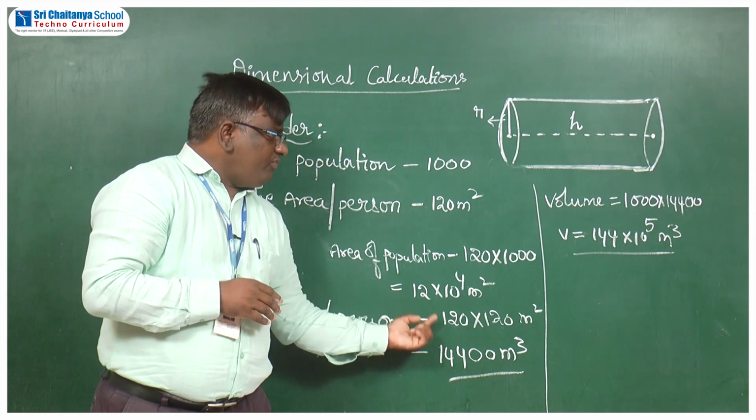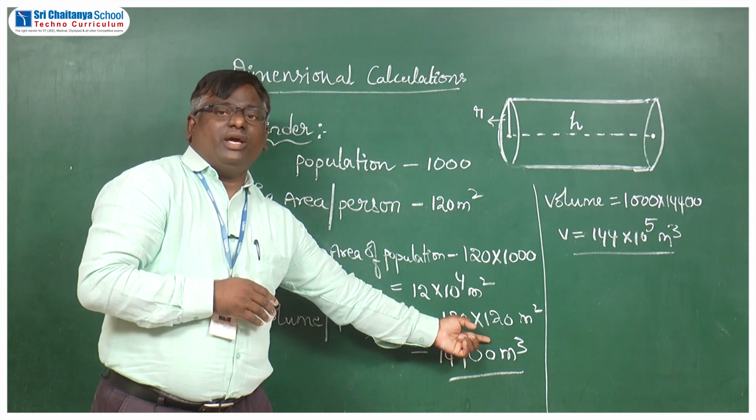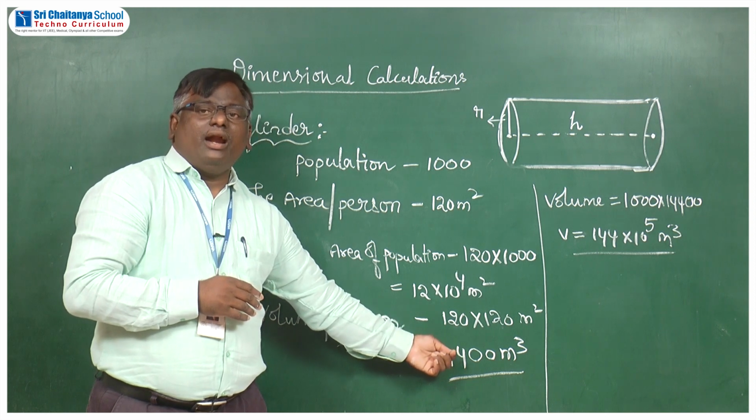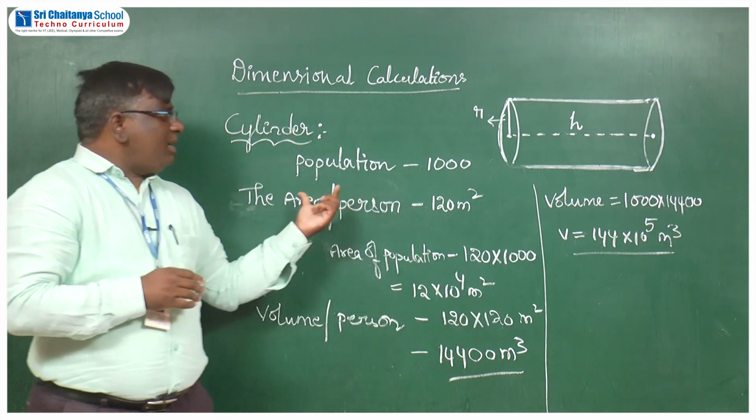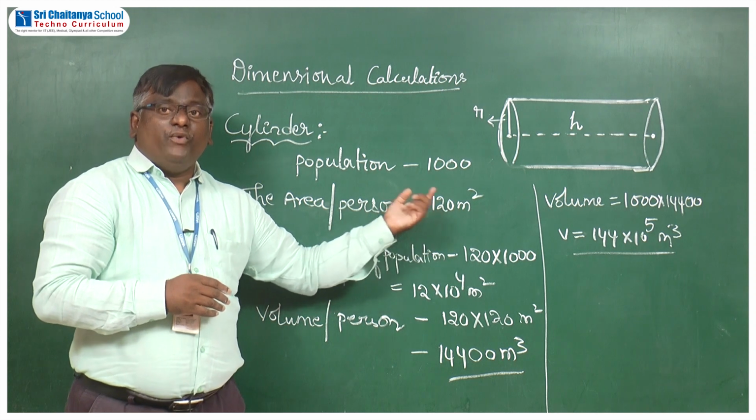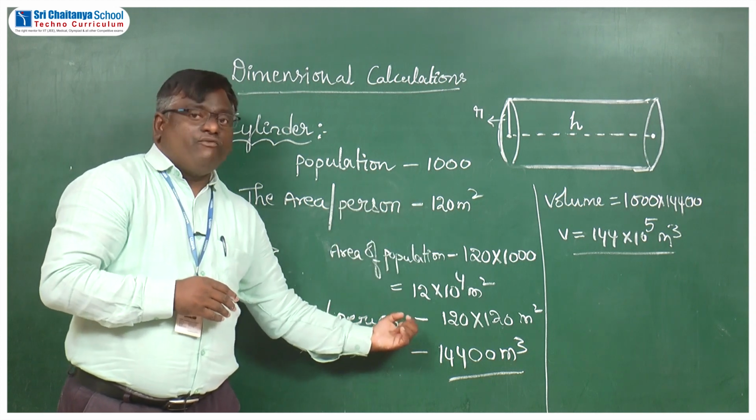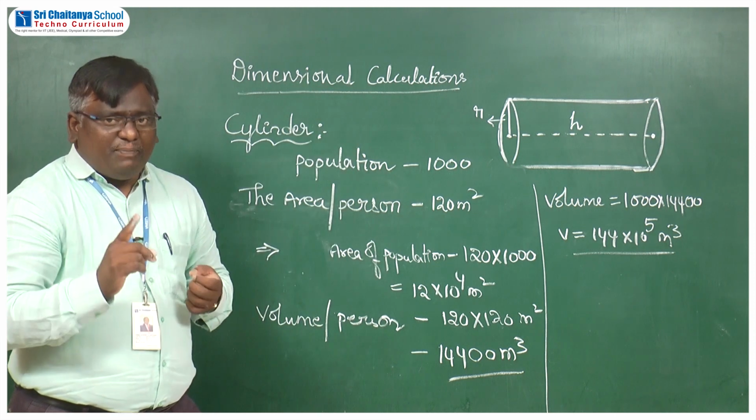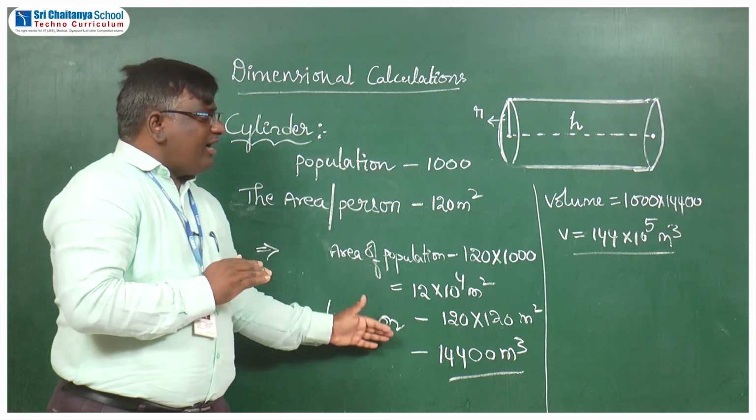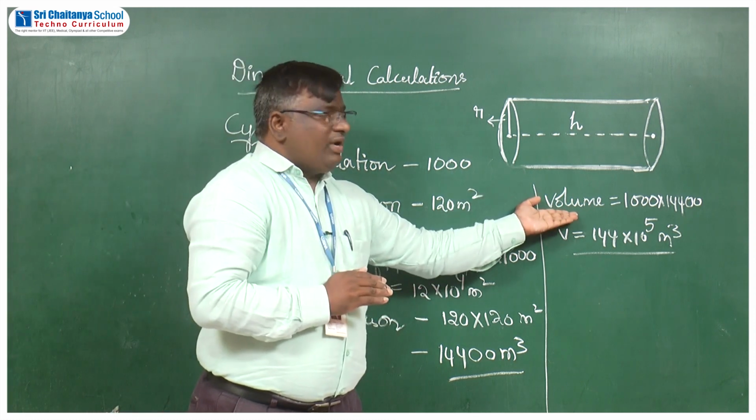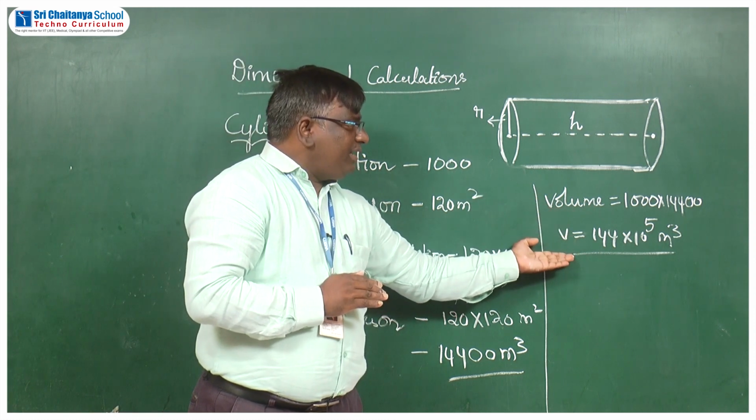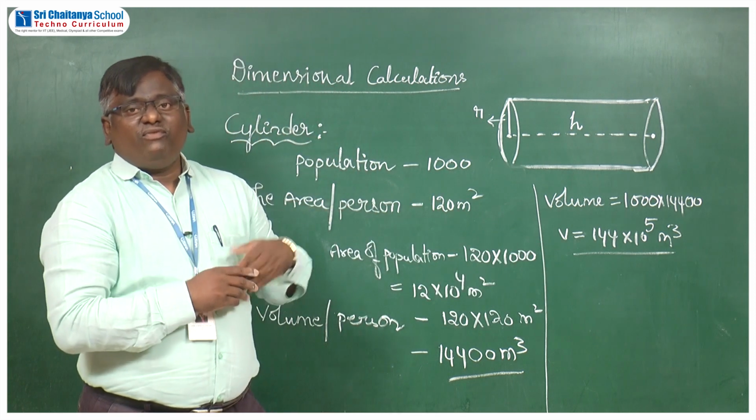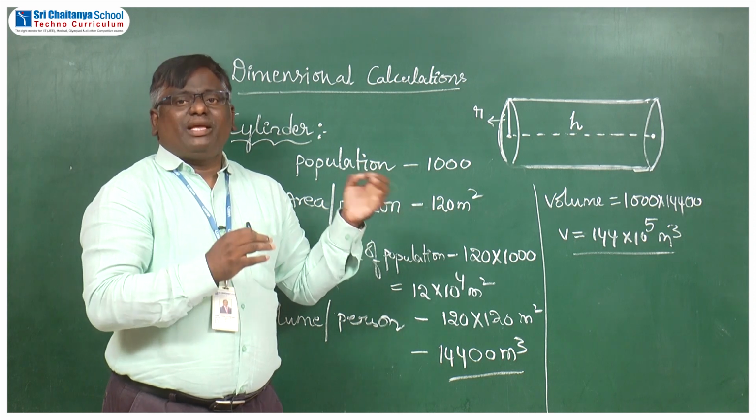So 120 times 120 meter square, which becomes 14,400 meter cube. So area per person is 120 square meter, whereas the volume per person will be 14,400 cubic meters. Now for one person, if it is 14,400 cubic meters, for 1000 people it becomes 144 into 10 power 5 cubic meter.